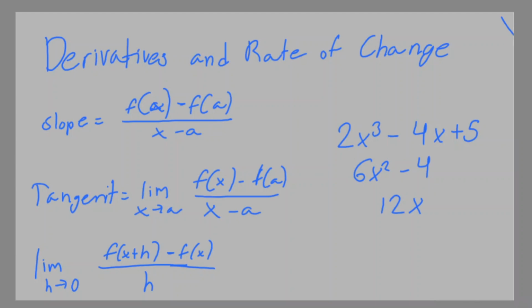Alright, so today we're going over derivatives and rate of change. There are a few things to note before we start with the questions. This is the slope formula for a line, or you could also find the secant line with this formula. And this formula down here is almost the exact same thing except with the limit. This is the tangent formula.